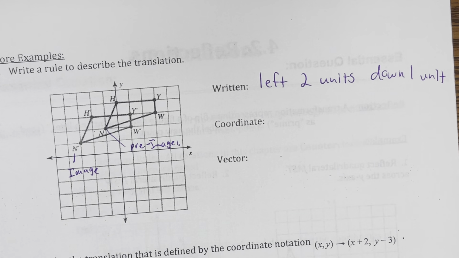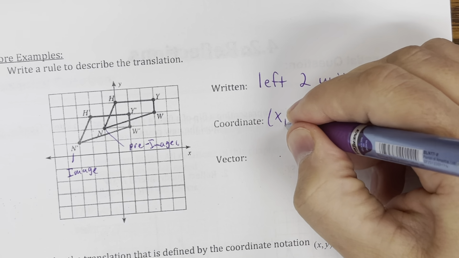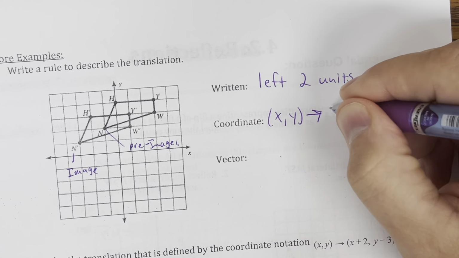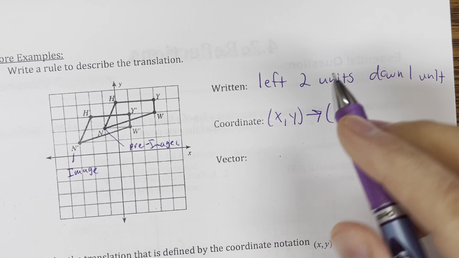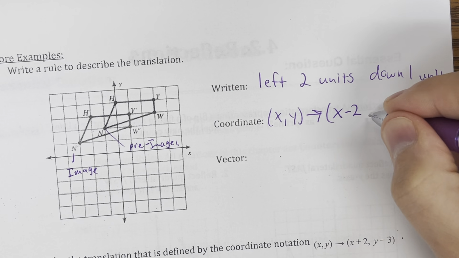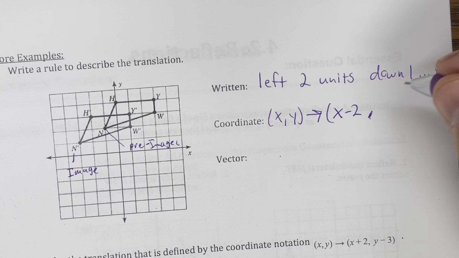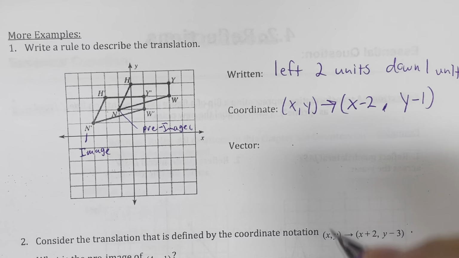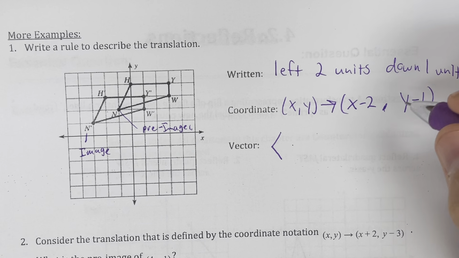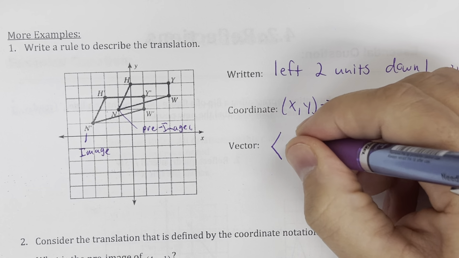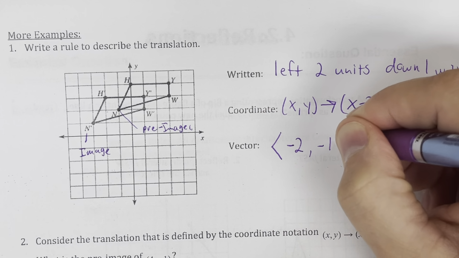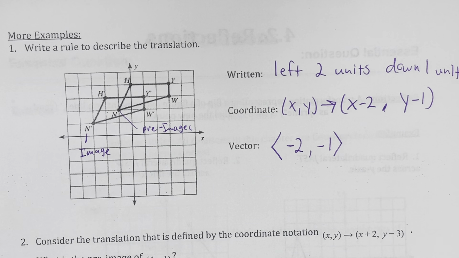Down 1 unit. So I just wrote it out for the written format. The coordinate format. X comma y is mapped to x minus 2 because we're going left, comma y minus 1 because we are going down. Okay, and then the vector, easiest one, we have a -2, comma, -1. We got it.